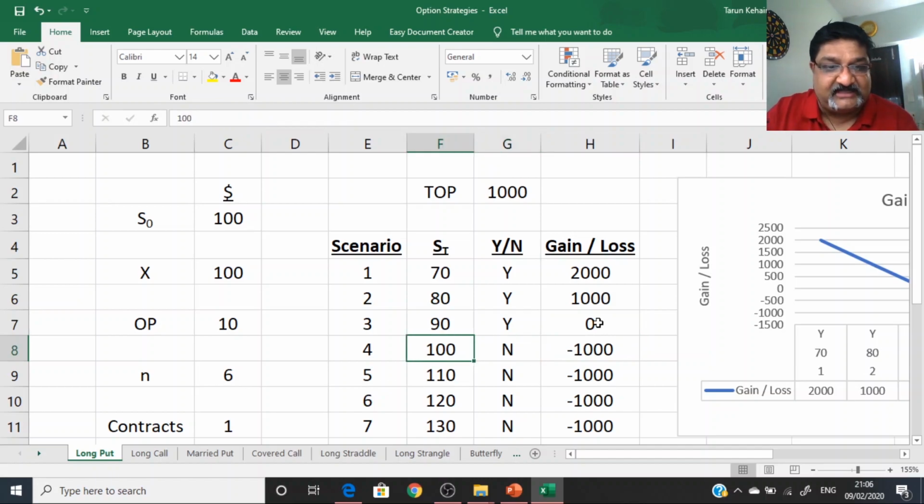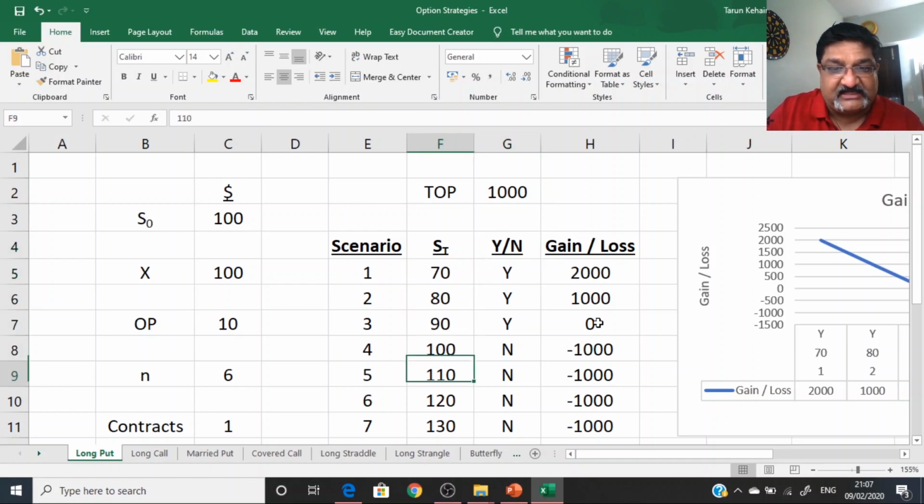And once it crosses 90, at 100, 110, 120, he actually starts incurring losses, because let's say at 110, he will obviously not want to sell the stock at an exercise price or strike price of 100 when he can sell it in the open market at 110. Therefore, he does not exercise the put option. Because he does not exercise the put option, he has a loss of $1,000, which is nothing but the option premium he anyway has to pay.